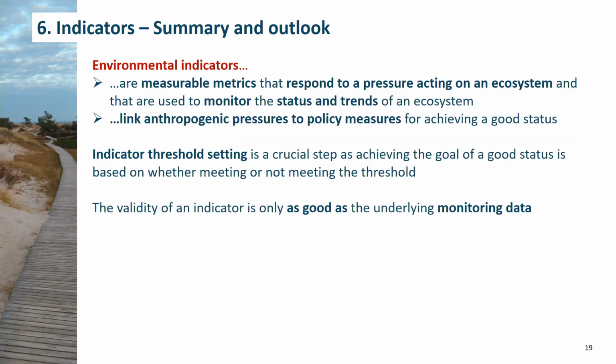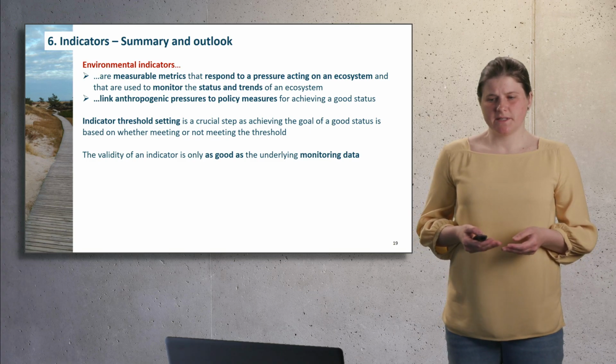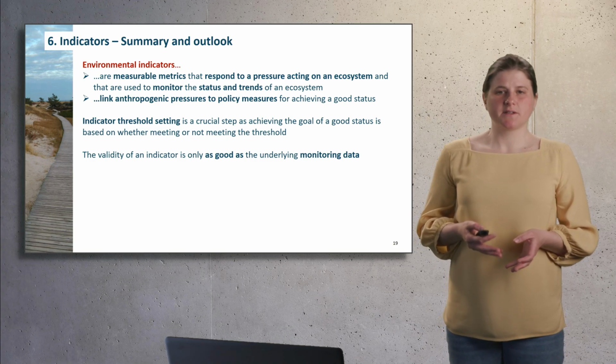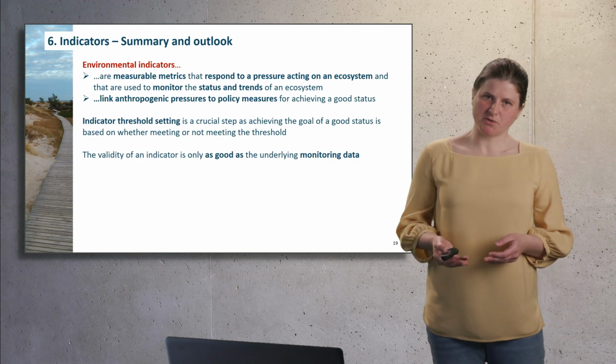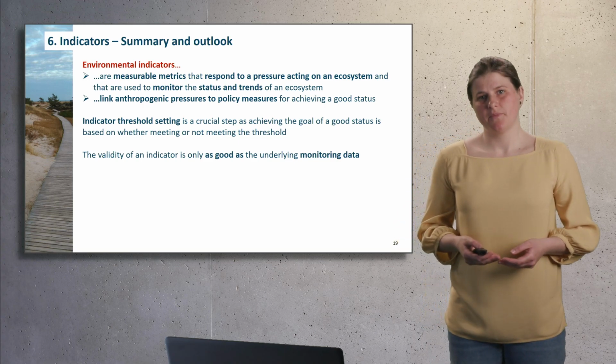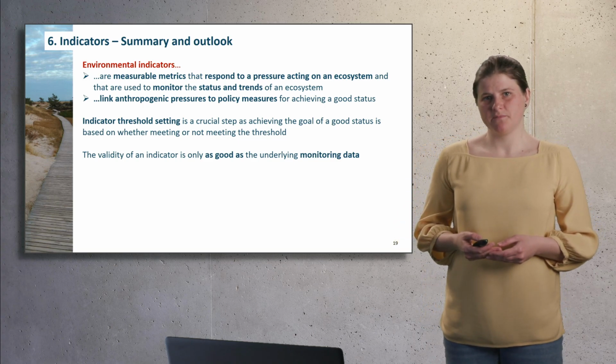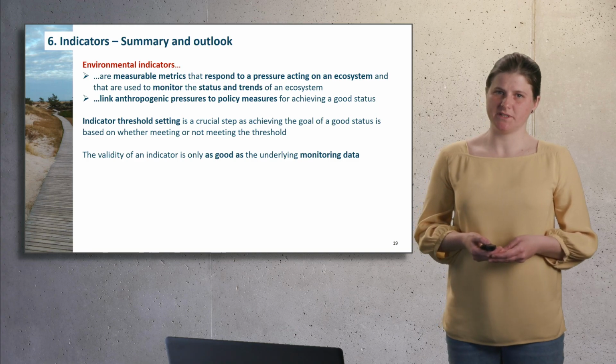Environmental indicators are measurable metrics that respond to pressures acting on an ecosystem and that are used to monitor the status and trends of an ecosystem. Indicators link anthropogenic pressures to policy measures for achieving a good environmental status. Indicator threshold setting is a crucial step, as the goal of a good status is based on whether meeting or not meeting the threshold value. And finally, the validity of an indicator is only as good as the underlying monitoring data.